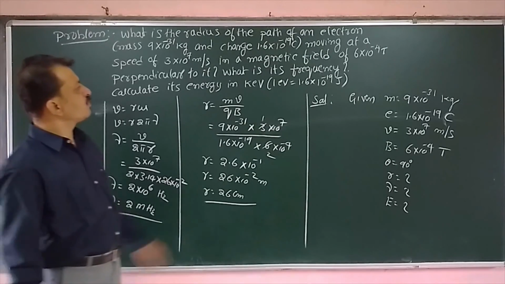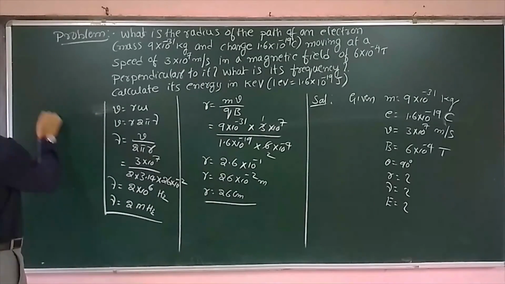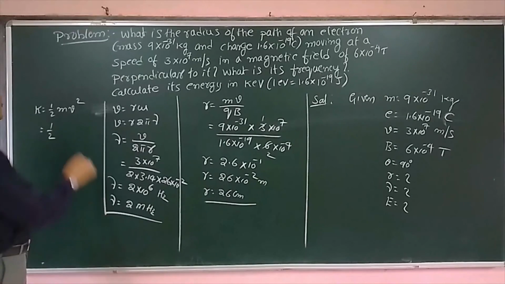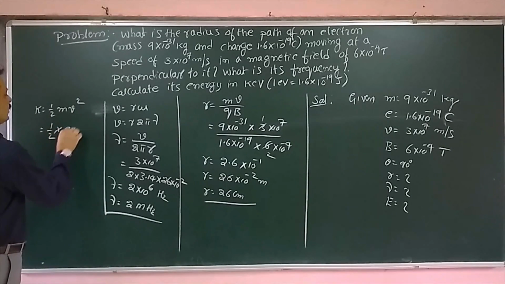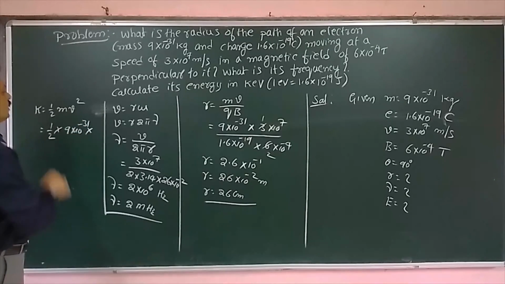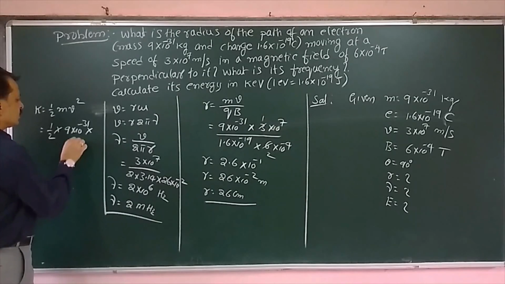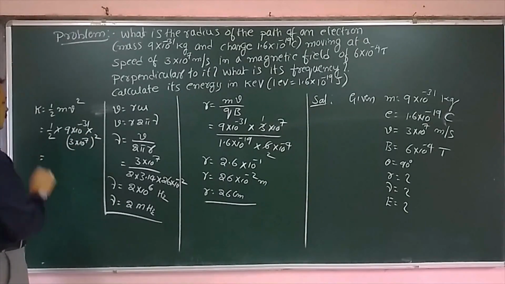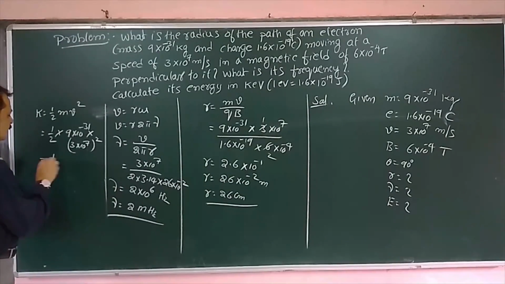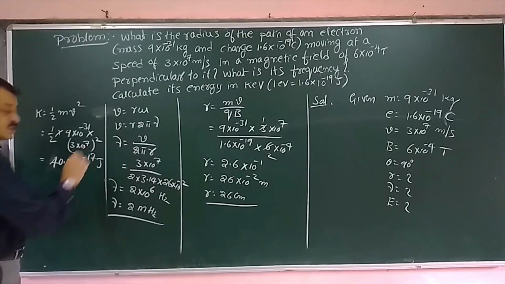Okay. Next, you have to calculate energy. Now, how can you calculate energy? The energy is equal to half m v square. Half, mass is 9 into 10 to the power of minus 31, multiplied by velocity, 3 into 10 to the power of 7, whole square. Simplifying this one, I will get 40.5 into 10 to the power of minus 17 joules.